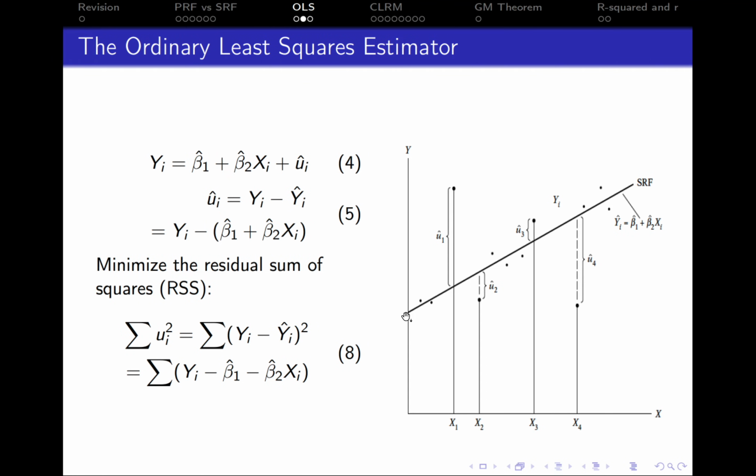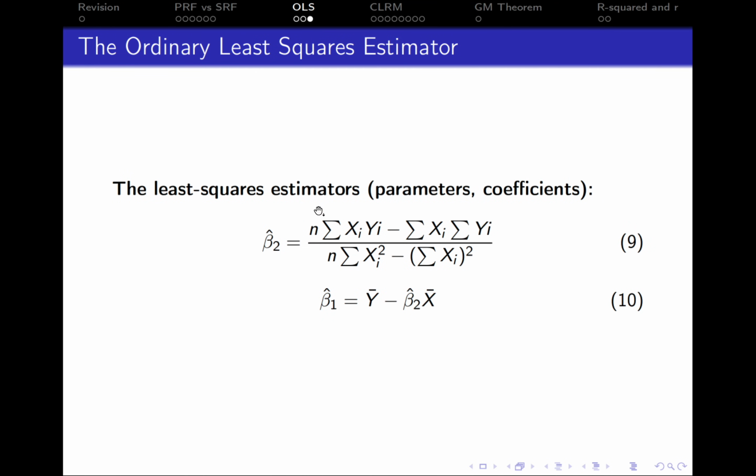And then what the estimator does, it minimizes the residual sum of squares. So it takes those residuals, it squares them, and then it minimizes them in such a way that this sum is as small as possible. And this is how this estimator works. So it estimates beta 1 and beta 2 given the minimal value of this sum of squared residuals.